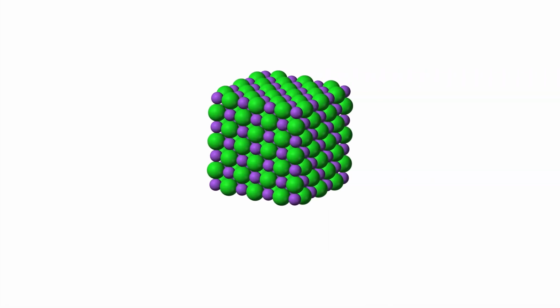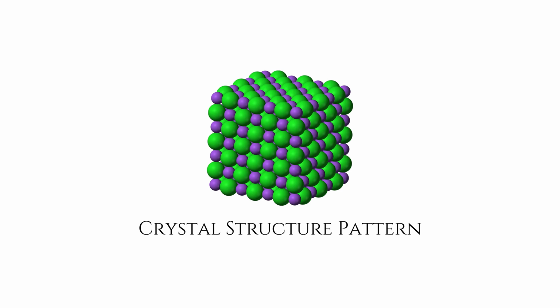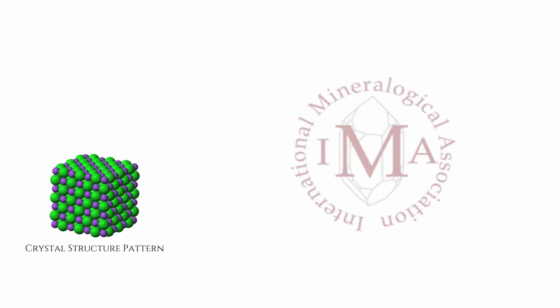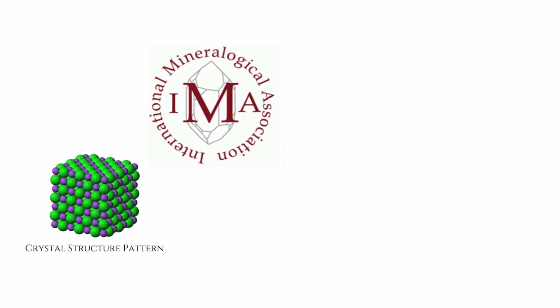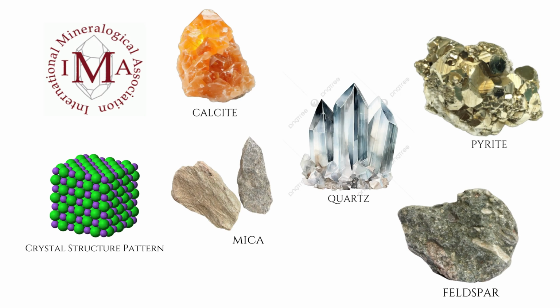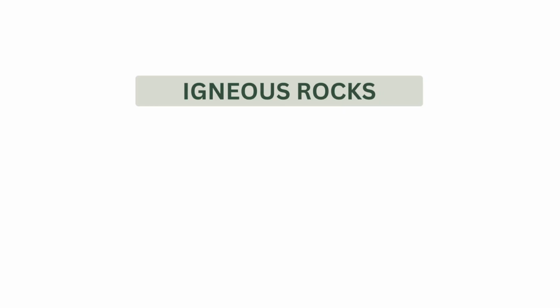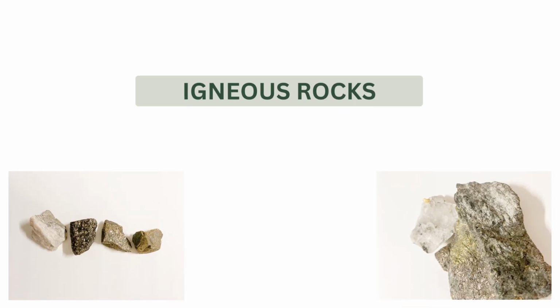Minerals form when elements combine in a regular repeating pattern known as a crystal structure. The International Mineralogical Association currently recognizes over 5,800 distinct minerals. Some are common and found worldwide, while others might only occur in a single location. A rock is a solid mixture of multiple minerals.